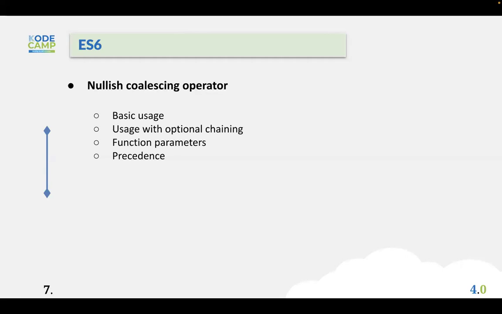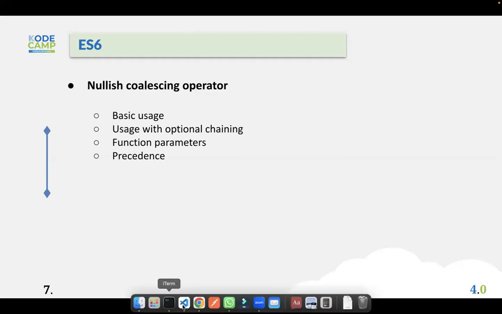So the nullish coalescing operator is a logical operator that provides a concise and safe way to handle null and undefined values in your JavaScript code. It allows you to define a default value that will be used if the expression on the left-hand side evaluates to null or undefined. Okay, before we proceed, I just want to show you something.